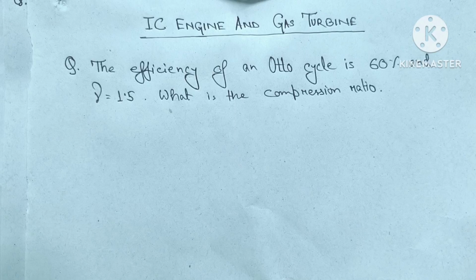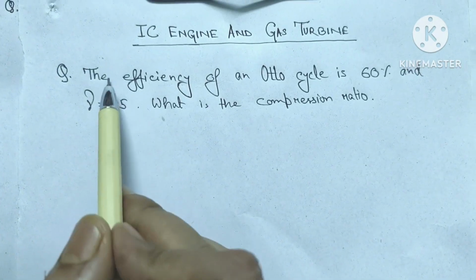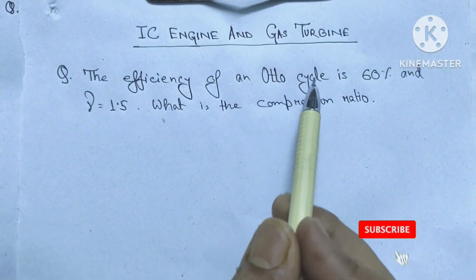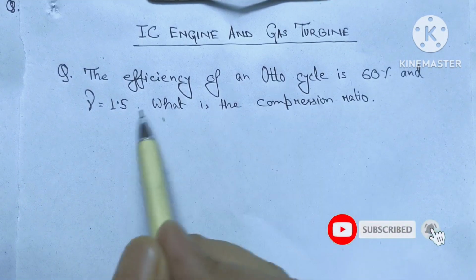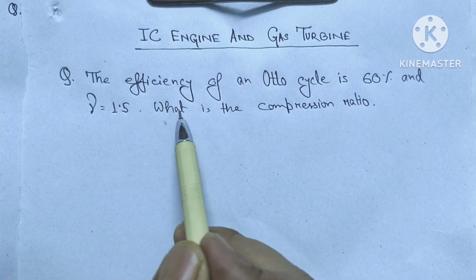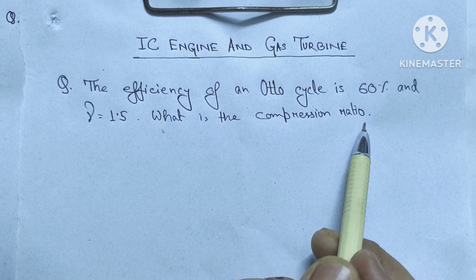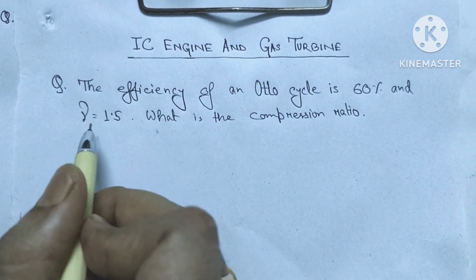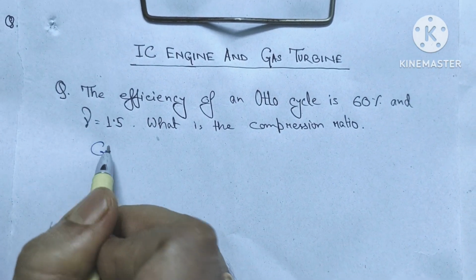Let's start with today's first problem. The efficiency of an Otto cycle is 60% and gamma is 1.5. Find the compression ratio. So let's start with the given.